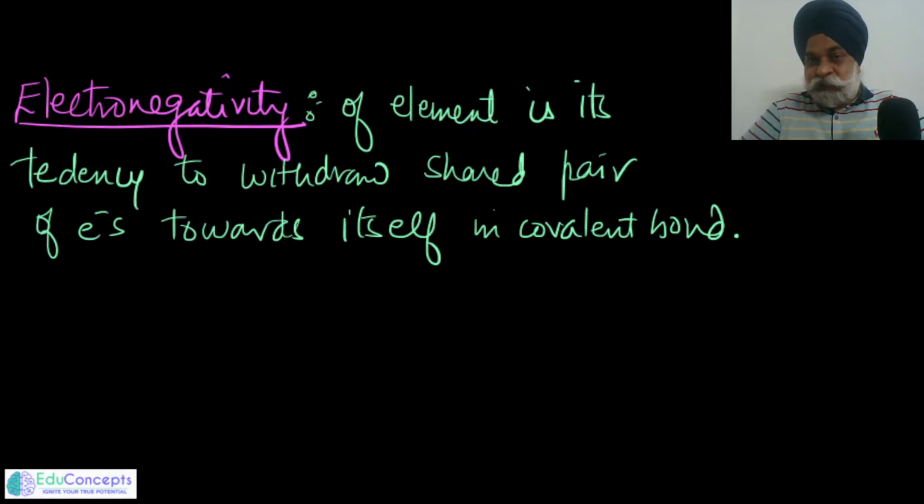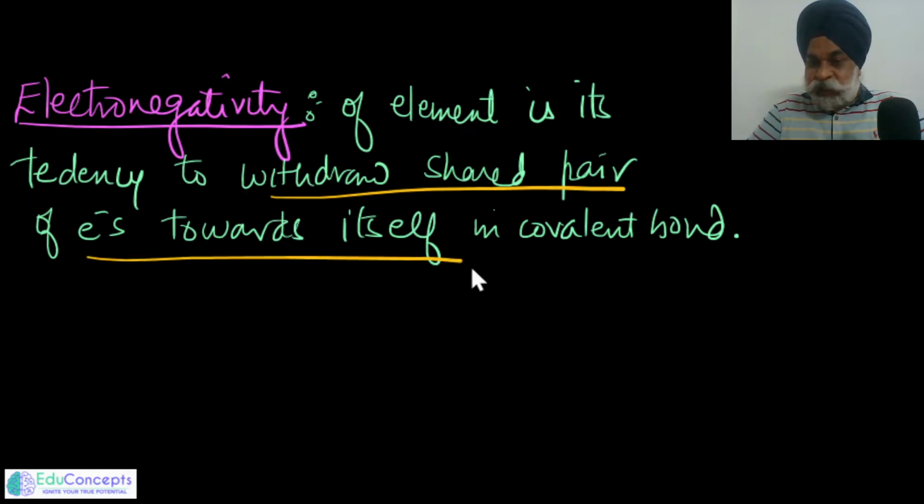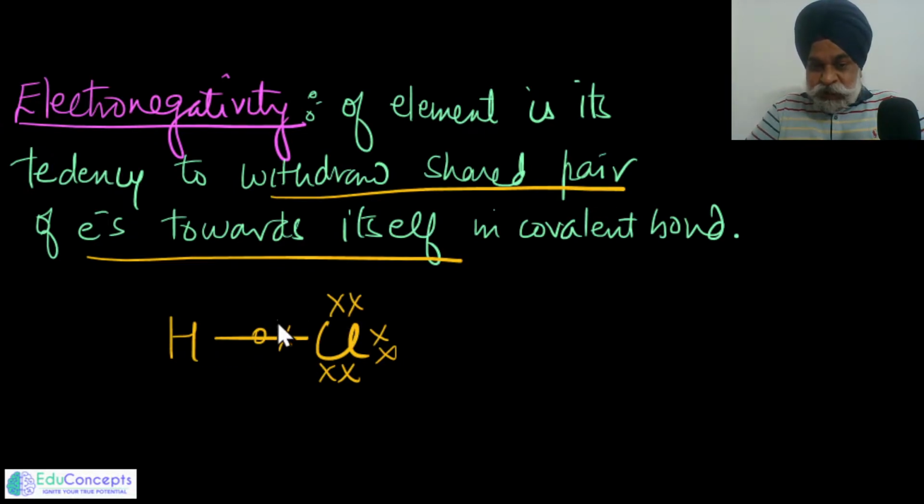First is, from chemical bonding or from the periodic table, electronegativity. Electronegativity of an element is its tendency to withdraw shared pair of electron towards itself in a given covalent bond. Say for example, if I write HCl, chlorine is having 7 valence electrons, and 1 is of the hydrogen. So chlorine being more electronegative than the hydrogen, this shared pair of electron is a little displaced towards the chlorine. As a consequence, chlorine would get a delta negative and this would get a delta positive charge.